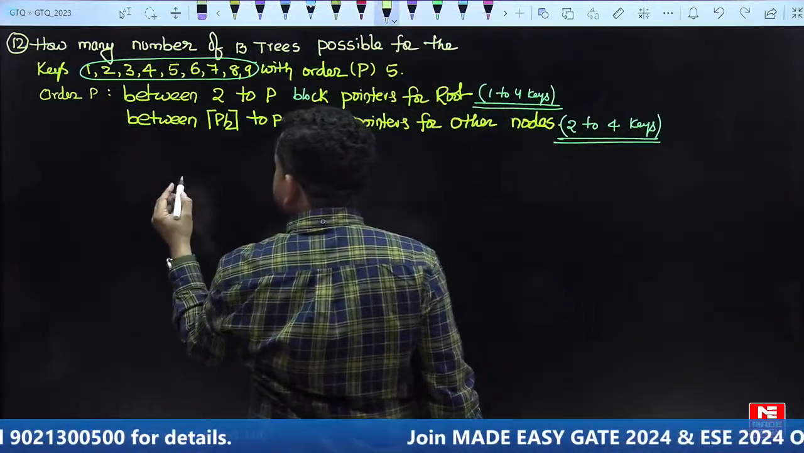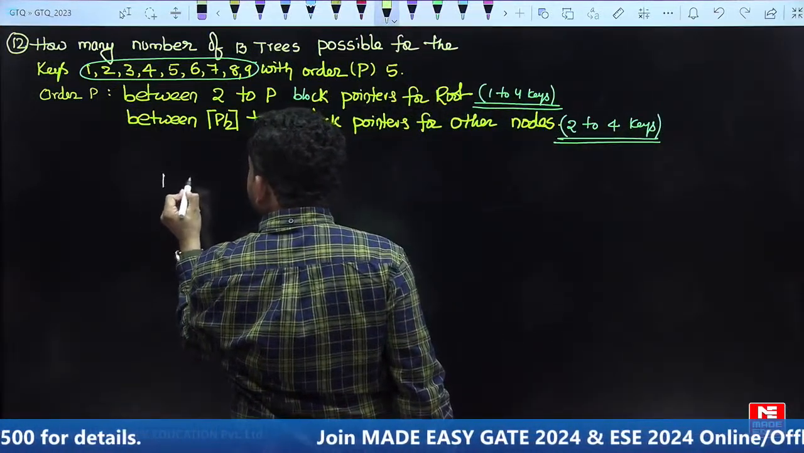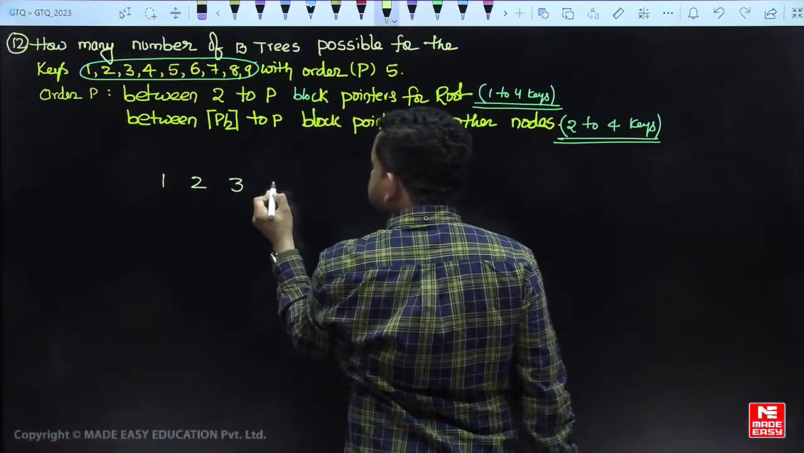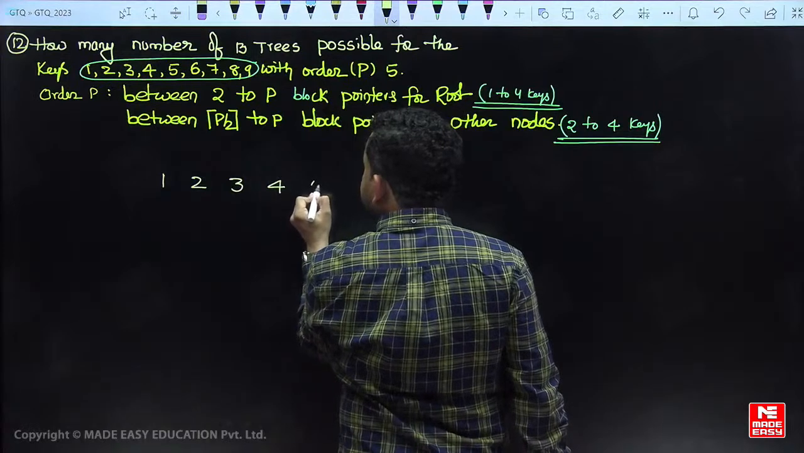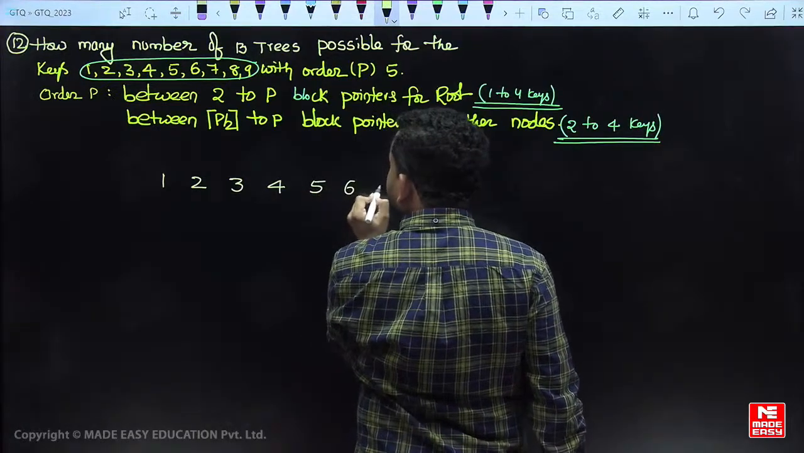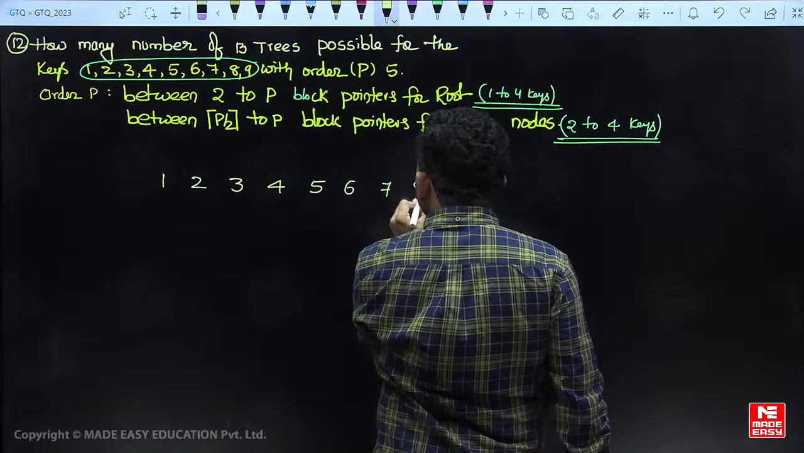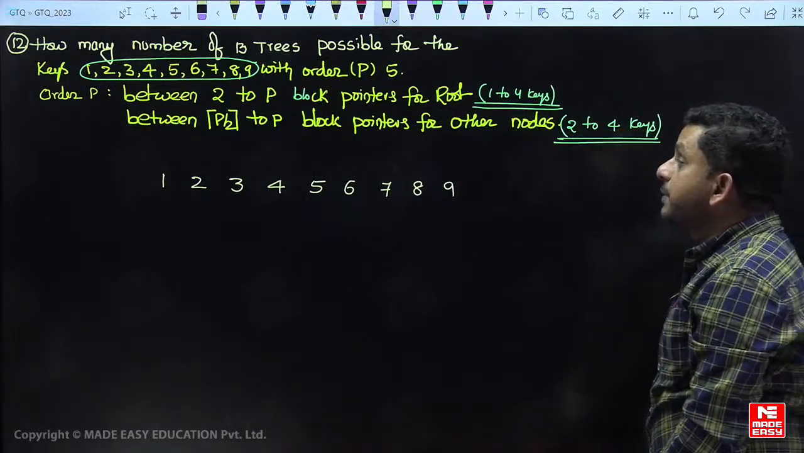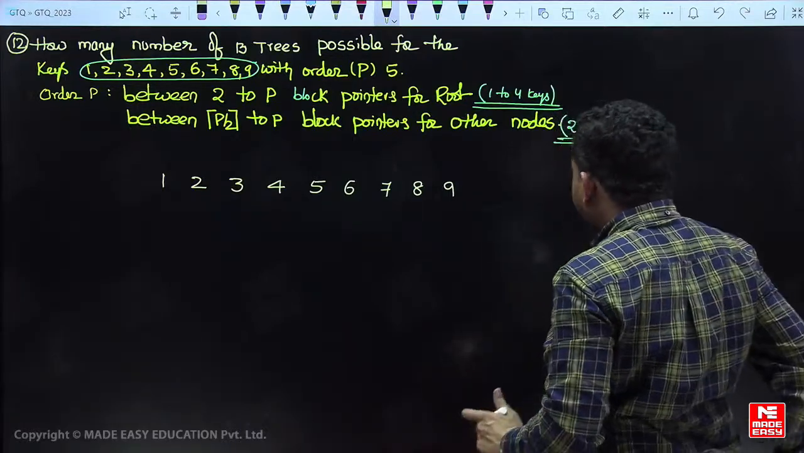Okay. So this kind of numerical question is very frequent from the B tree and B plus tree. From B tree and B plus tree, numerical questions are possible. So, the number of possible B trees.